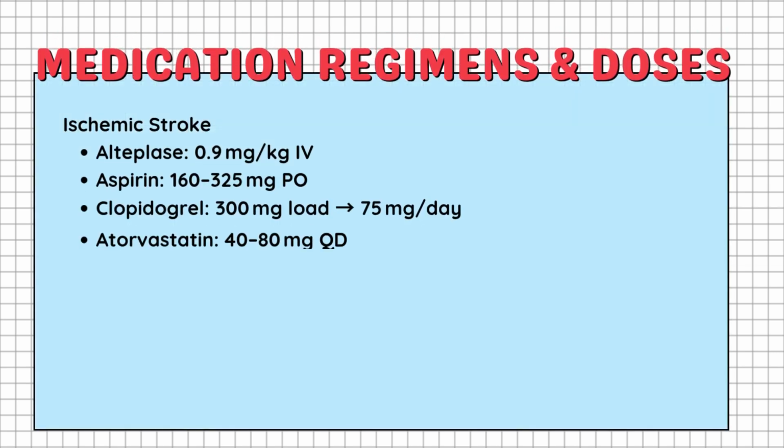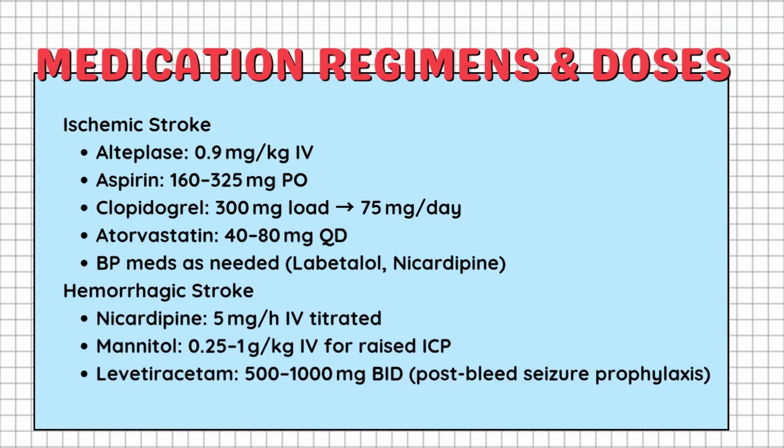Let's now review the key medications and doses used in stroke management, starting with ischemic stroke. The most critical is alteplase, or TPA, dosed at 0.9 mg per kilogram, with a maximum of 90 mg. Administer 10% as a bolus over 1 minute. The remaining 90% over the next 60 minutes.